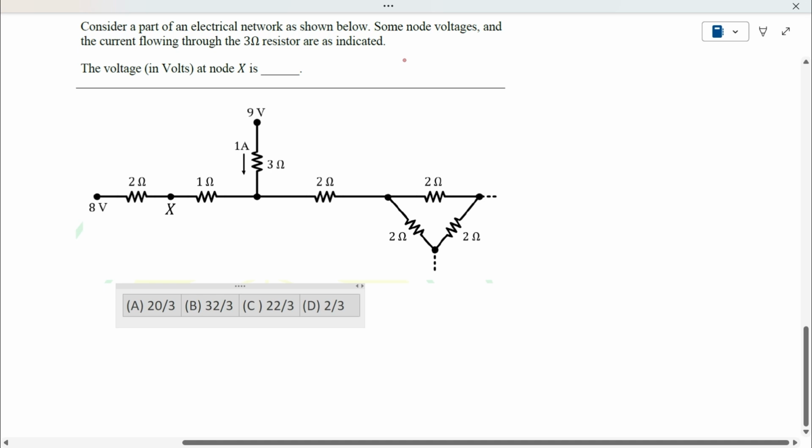This is the question about network analysis which was asked in GATE 2025 this year only. This question was asked for 2 marks. So what is the question? Let me understand what is asked to find in this question.